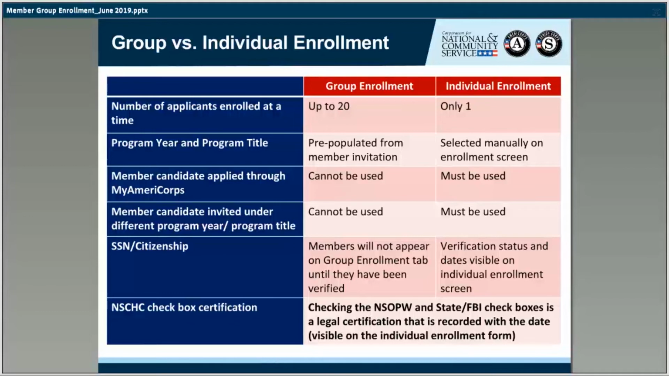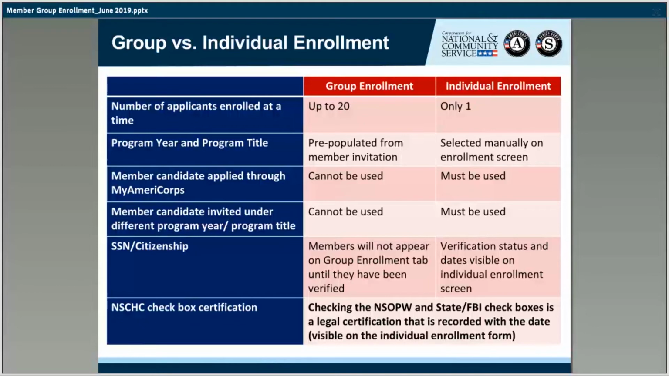In both group enrollment and individual enrollment, the member's Social Security number and citizenship status need to be verified on or before the member's start date. Member candidates won't even show up on the group enrollment screen until this verification is complete. For individual enrollment, the verification status and dates are shown directly on the enrollment form. If you're using group enrollment and you need to find out what date the SSN or the citizenship verification took place for a particular member, you can go to the member's individual enrollment form and view it there.